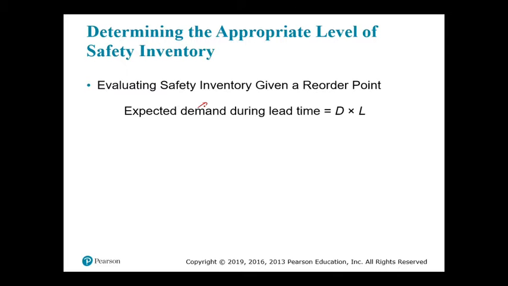I want to introduce a terminology here called lead time demand, or demand during lead time. Since our lead time length is L and demand rate is on average D, the expected demand during lead time is just D times L. And of course, lead time demand is also a random variable since demand is random.